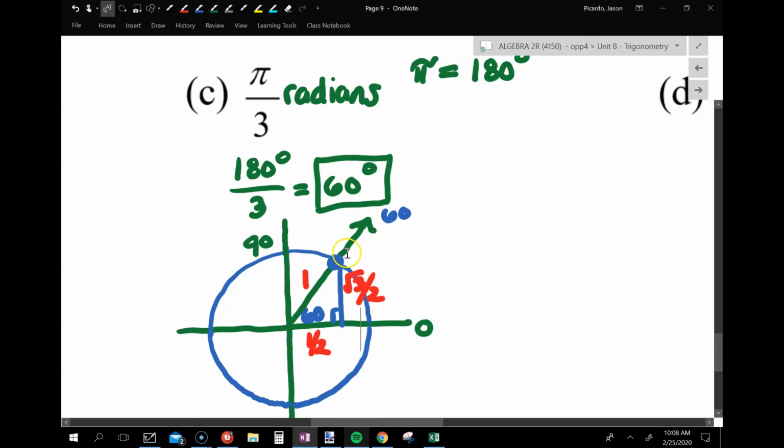How do I get to this point? From the origin, I move to the right and I move up. So that means they are both positive. So the point is 1/2, comma, radical 3 over 2.